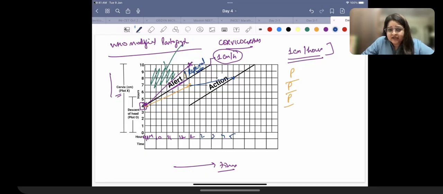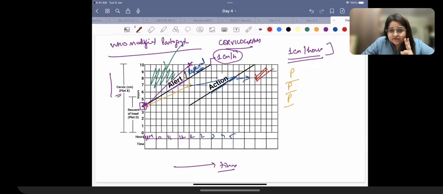she's reached the action line. So if she goes beyond the action line, I need to take action. That means I need to urgently deliver her, because this is a point where delivery should now be done. Action should be taken. Right. So once you cross the action line, you have to be very, very worried and deliver her. So this is the WHO modified partograph, which basically says that the alert line is plotted at 1 centimeter per hour.